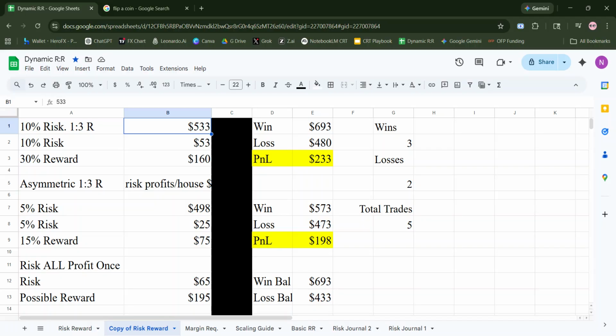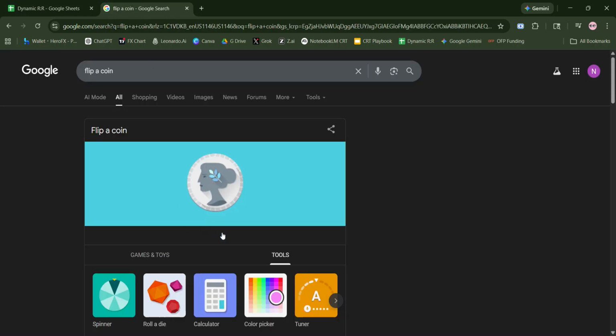Now, let's take a look at our worst case scenario real quick before we take our next trade. If this next trade is a loser, this balance will go down to 480 and this balance will go to 433, because remember, we're just risking profit at that point. But what's the amount we could stand to gain? This amount right here, we're going for 160. This amount we're going for 195. It looks like the win balance will still be the same, so they're running neck and neck. Let's take a look and see what happens.